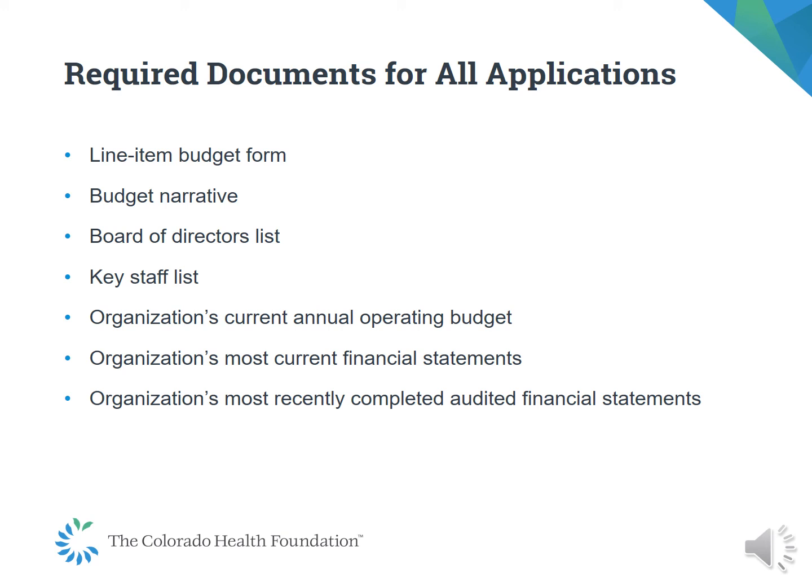For your current annual operating budget, this should include revenues and expenses for your organization's current fiscal year. For your organization's most current financial statements, please include an interim income statement and balance sheet through the most recently closed month end of the current year. You can find this and other detailed information about the required attachments on our website and within the online application.